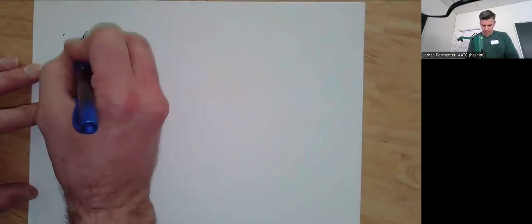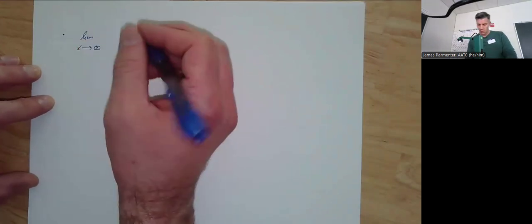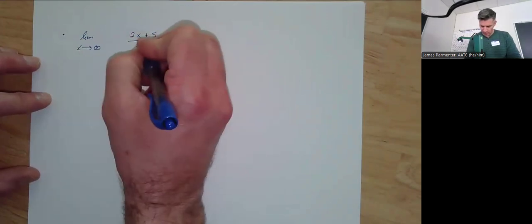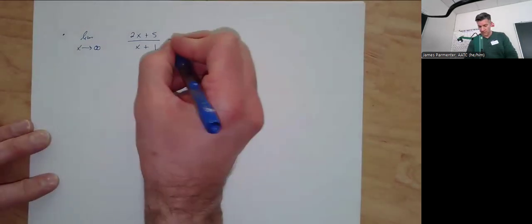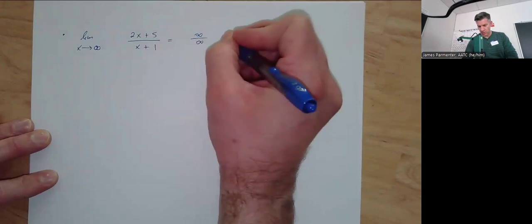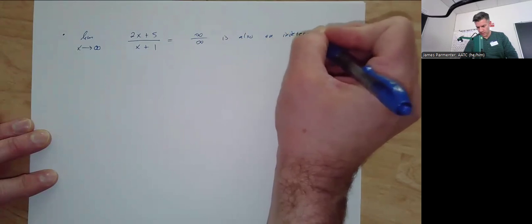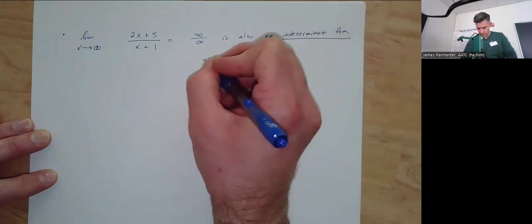The limit as x approaches infinity of, let's make this real easy, 2x plus 5 over x plus 1. Now, I'll point out, if you quote unquote plug in infinity, we have an infinity divided by an infinity type. An infinity divided by infinity is also an indeterminate form. Similar to 0 over 0.